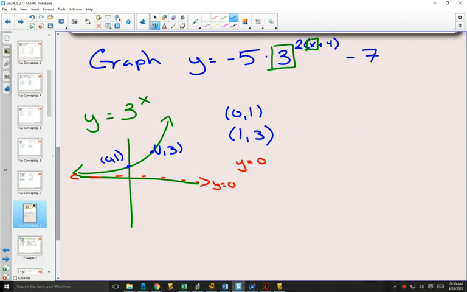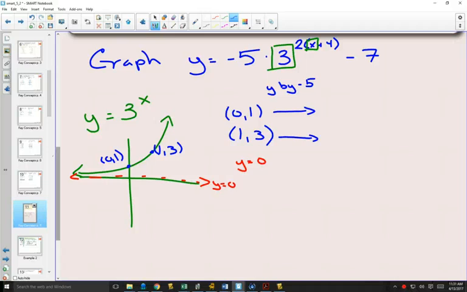So in the same way that we've done this before, we move from left to right. We do our transformations one thing at a time. Well, sort of one thing at a time. We'll do all of our stretches and compressions first. So the negative 5 means that you're going to multiply your y value by a negative 5. That's going to be a reflection over the x-axis and a vertical stretch by a factor of 5.